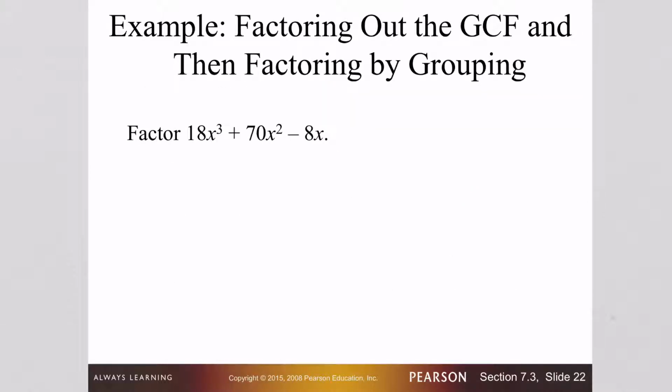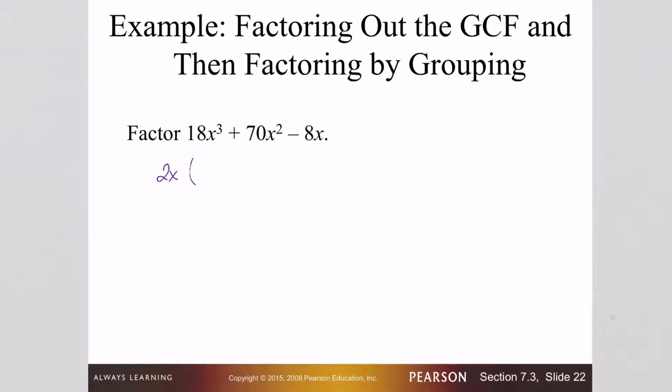Okay, so sometimes when we factor, we will need to factor out the common term first. It just makes our life so much easier. So let's take a look at these numbers, 18, 70, and 8. Or negative 8 in this case. What do they have in common that you can factor out? Okay, it looks like they all have at least a 2 and an x. So I'm going to factor out 2x first.